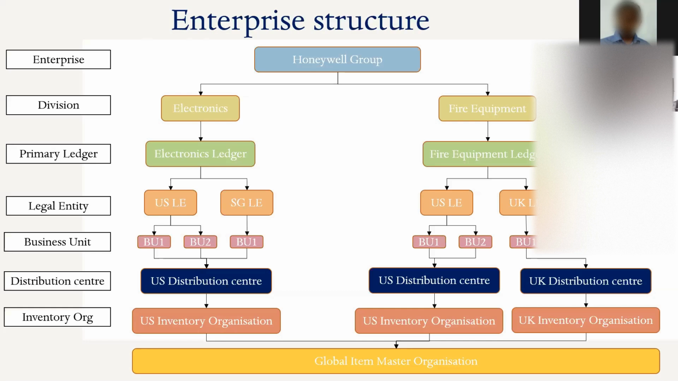Distribution center is just for reporting purposes, where basically this will have the profiting part of it. Below that we have inventory org, and below that we have the global item master. Item master will be a virtual office where we don't have any physical office for the item master. Since this is a virtual office, we can have one item master for all the inventory orgs, or we can use it for different inventory orgs as well. So this is the enterprise structure.